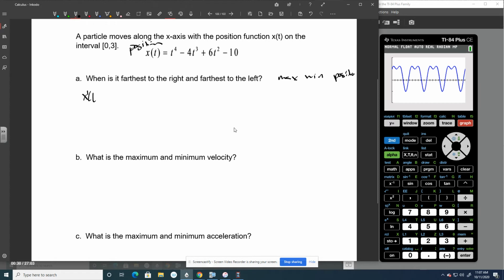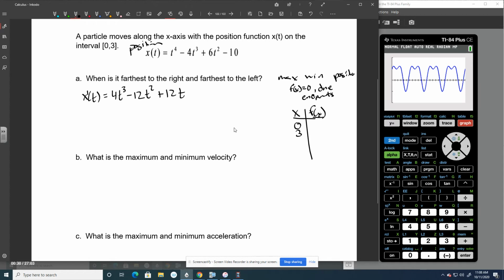So x prime of t is going to be 4t cubed minus 12t squared plus 12t, and the minus 10 is going to just disappear. So there's my derivative. Now to find the max and min, I need to know where f prime of x is equal to 0, where it maybe doesn't exist, and of course my endpoints to figure out my maximum and my minimum. So I know my endpoints. I'm going to check 0 and 3. That's given.